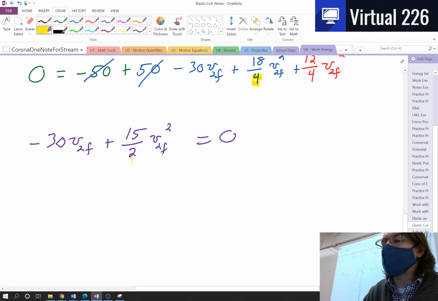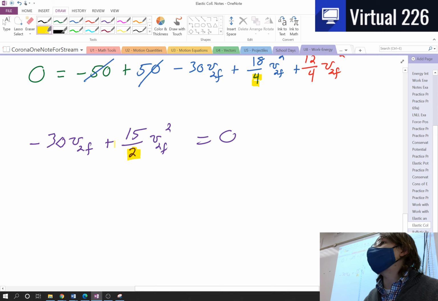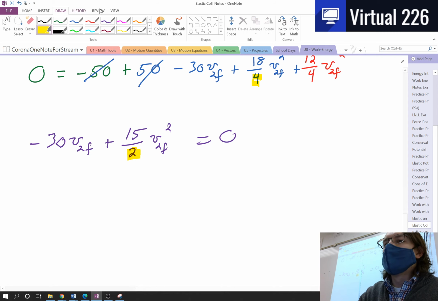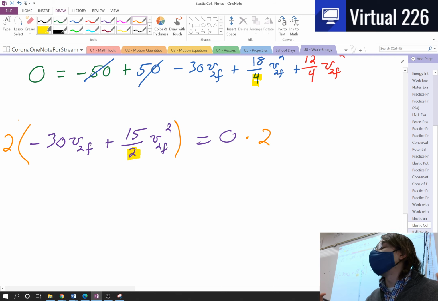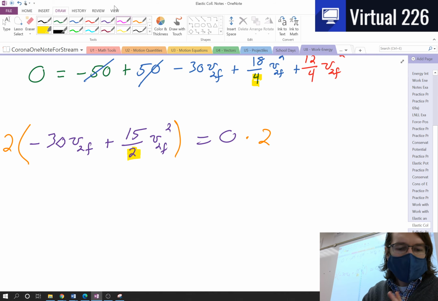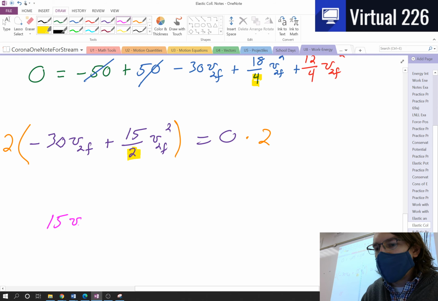It will be easier if I don't have this half in the denominator. So I'm going to multiply both sides of my equation, all of this and the 0, by 2. That's like just multiplying by 1. Nothing has really changed here. But what it gives me is the following. It gives me now a setup I can write as 15 V2F squared minus 60 V2F equals 0.